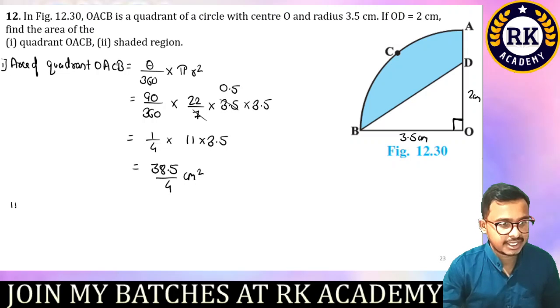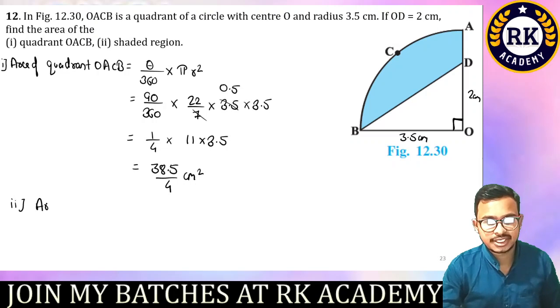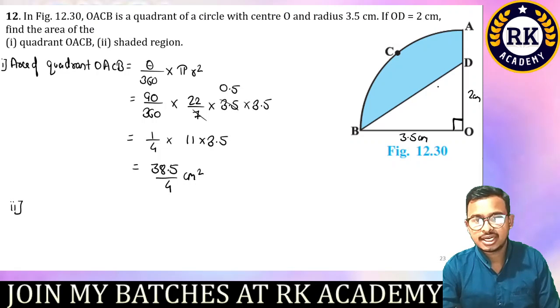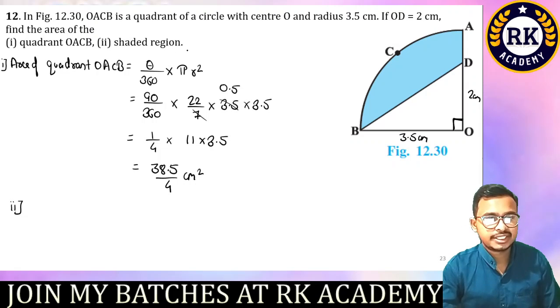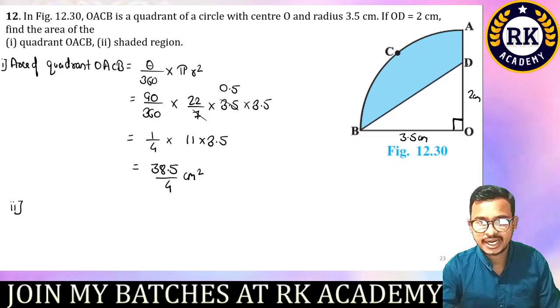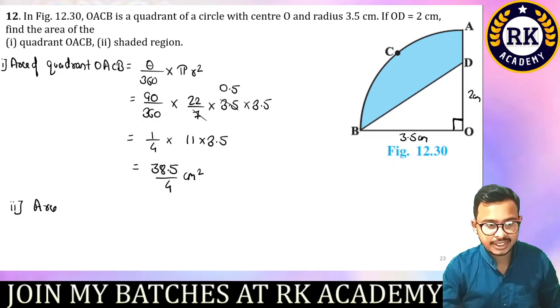In the second part, what do we have to find? We have to find the area of the shaded region. So in the second part, let's not directly find the area of the shaded region. Just see in the figure. For the shaded region, which part do you have to subtract from this quadrant? You have to subtract the area of triangle OBD. So let us find that area of triangle OBD.